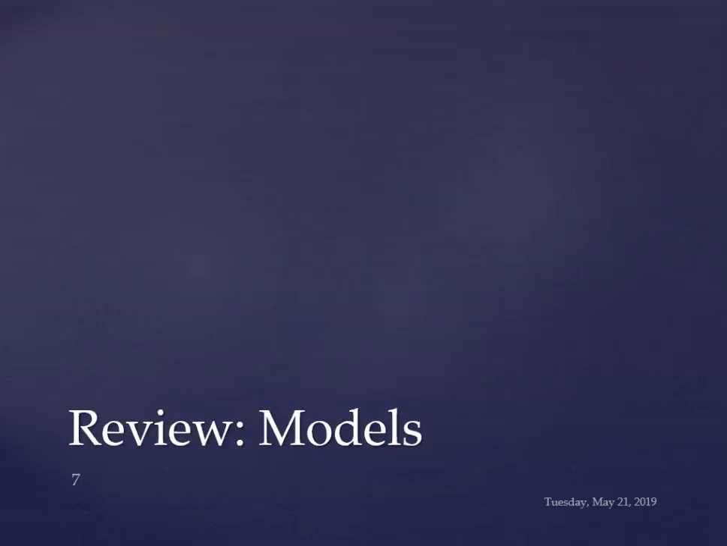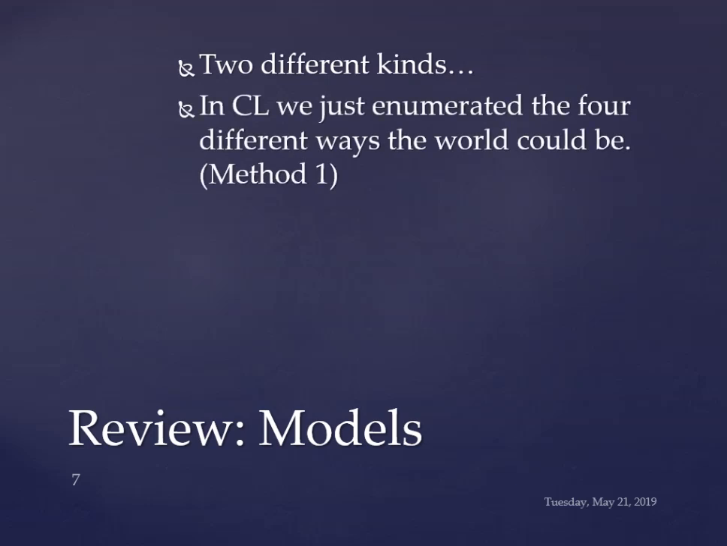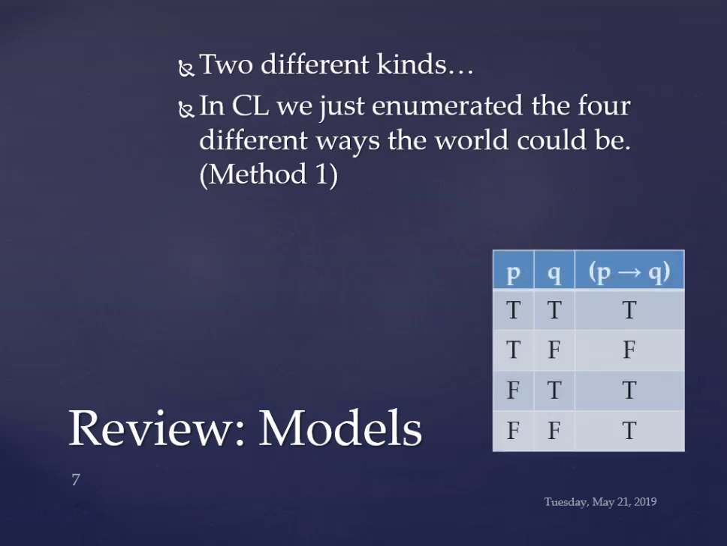All right, let's move on. We've talked about models, and I just need you to understand that there are two different kinds. In CL, for example, we just enumerated the four possible ways the world could be, and then we determined the semantics of our arrow. So here are the four possible ways the world could be.